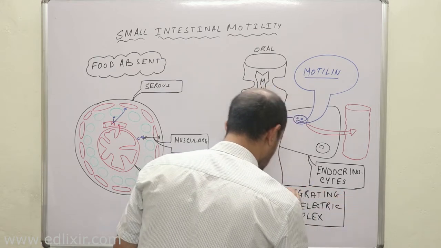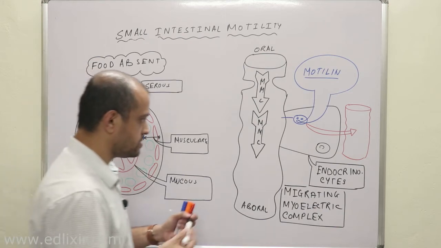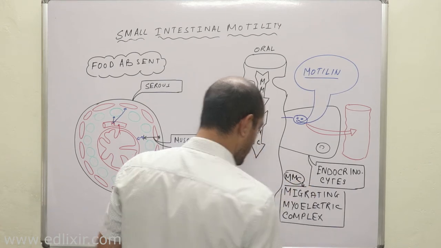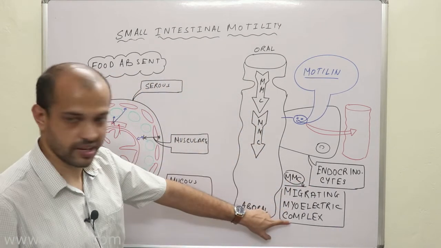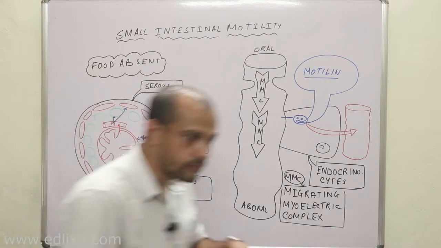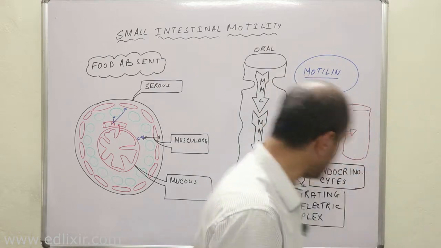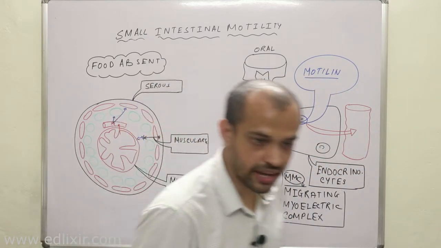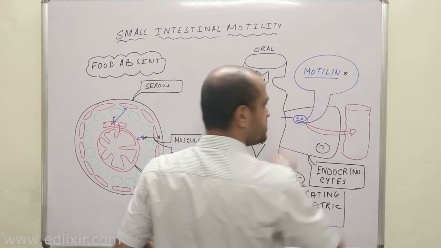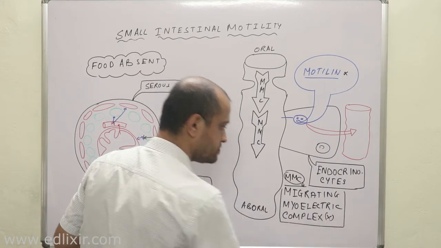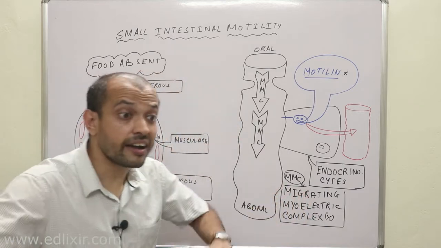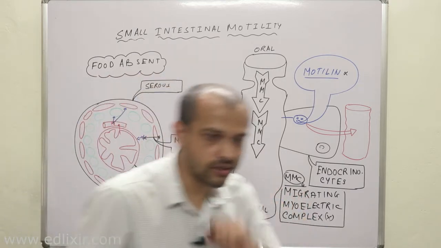Migrating myoelectric complex. This MMC stands for migrating myoelectric complex. Now, a very important point you need to understand is that when we take food, these MMCs disappear. Why? There is a reason for it. Because when we take food, motilin disappears, and therefore MMC also disappears. Clear? Then when we take in food, these MMCs are replaced by proper peristaltic movements.